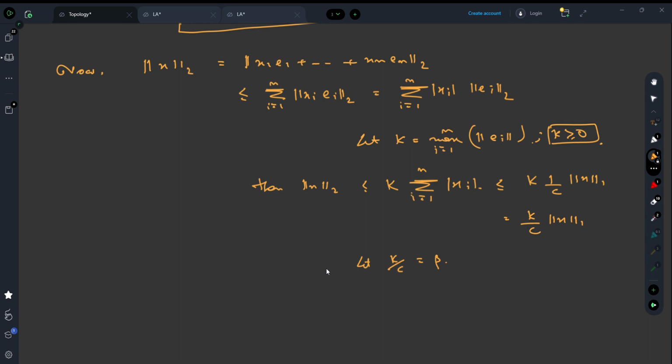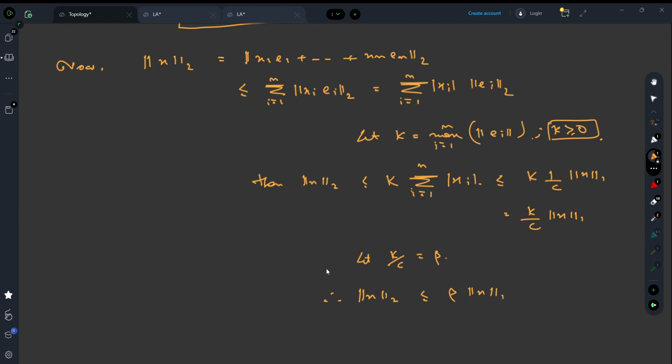Now we are talking about the maximum of a certain finite number of norms. C is also chosen to be greater than 0, so k by c is a well-defined quantity. Whatever, let k by c be equal to beta. Therefore, the 2 norm of x is less than or equal to beta times the 1 norm of x.